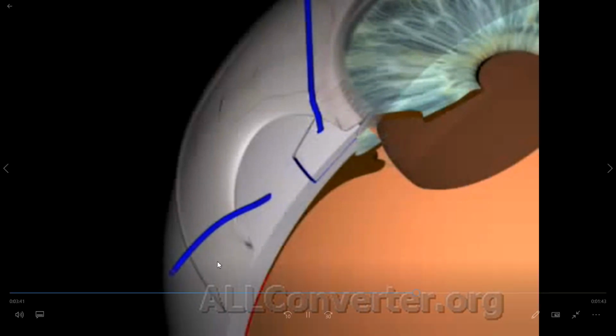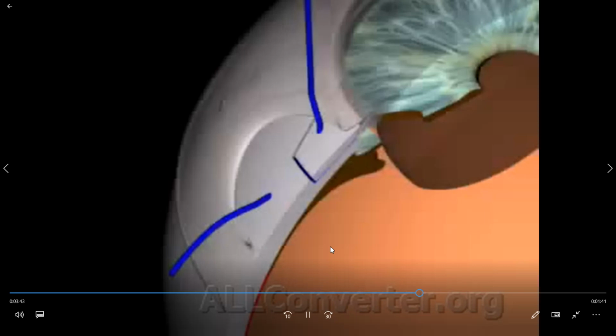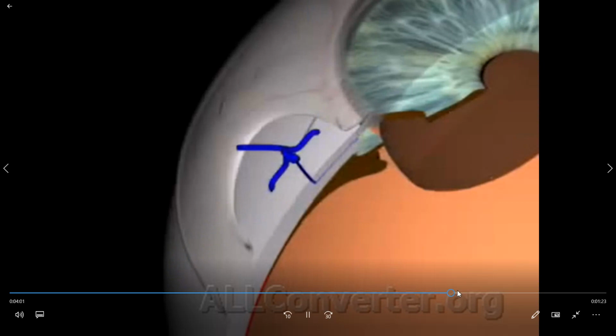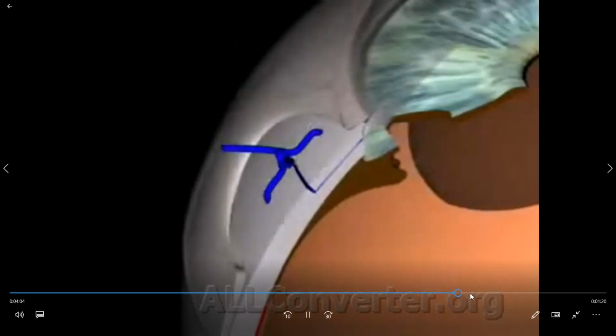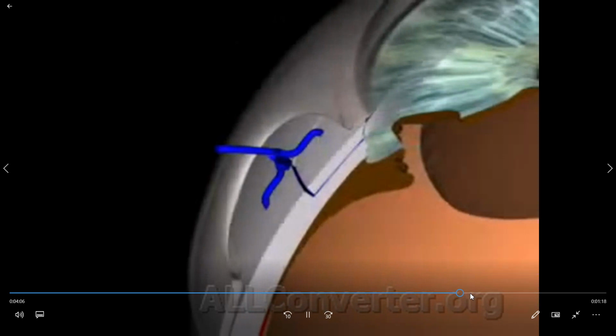Flap fixation. 3 nylon sutures are used to secure the flap. Now you see, if the flap is adapted too tightly, outflow is restricted and post-operative intraocular pressure is high. If the flap is adapted too loosely, I'll try to show you. Now this is cornea. This is sclera. Sorry.